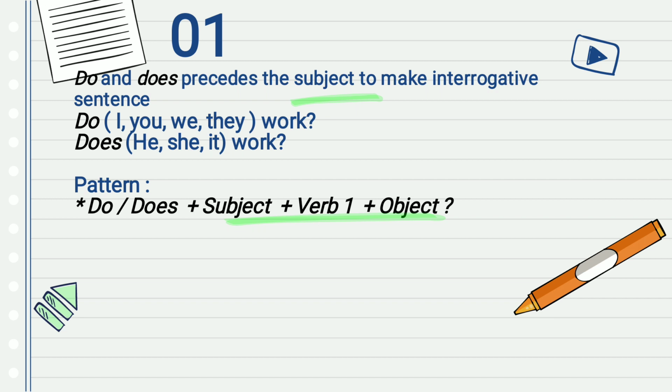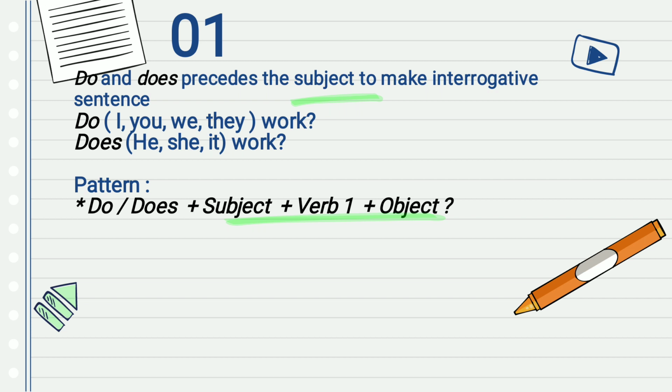Okay, and next we are going to continue to make interrogative sentence atau kalimat bertanya atau kalimat tanya. In interrogative sentence here, we are going to use do and does again. However, do and does here precede the subject to make interrogative sentence. Akan tetapi do dan does di sini digunakan untuk membuat kalimat tanya. Mereka akan mendahului subjek. Jadi mereka datangnya sebelum subjek. Jadi penggunaan do dan does datang sebelum subjek.